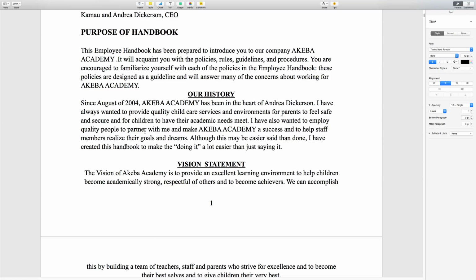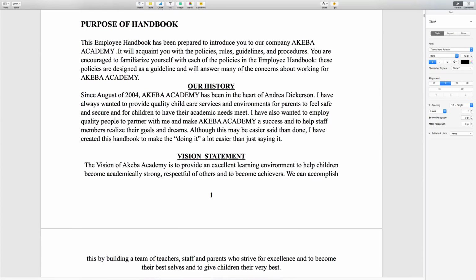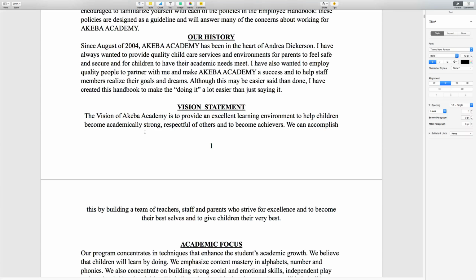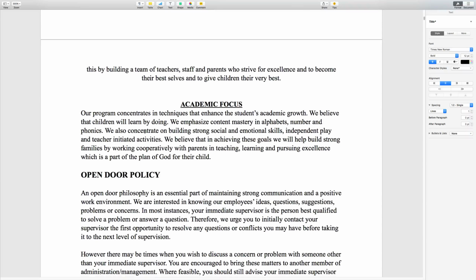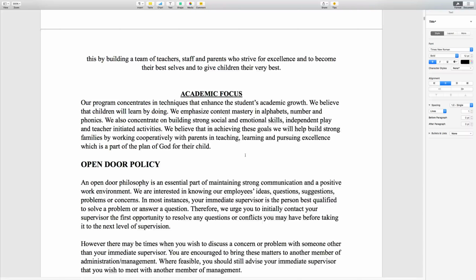We have our history on how we began, and we have our vision statement. Our vision statement is what we ask our staff to memorize within the first 90 days. Our academic focus: we concentrate on the techniques that enhance a child's academic growth. We believe in learning by doing, therefore we emphasize content mastery with alphabets, numbers, and phonics. And of course, you guys can follow me on Facebook or Instagram, and whenever I post about my curriculum, you can hear my same brand words where we focus in on content mastery.